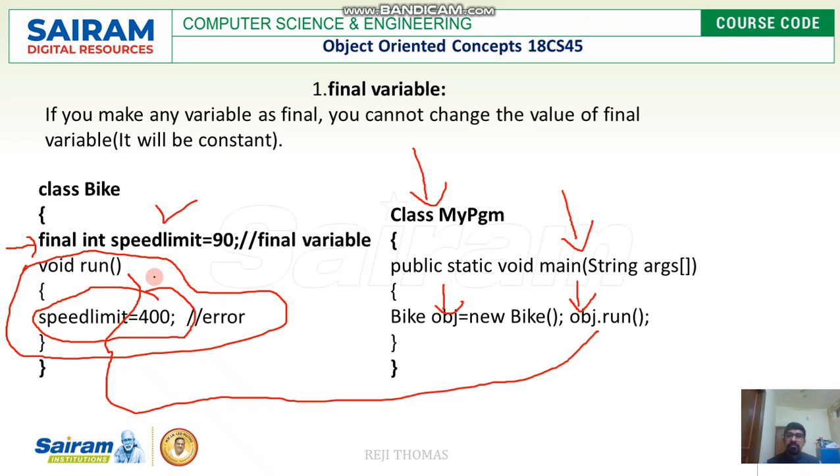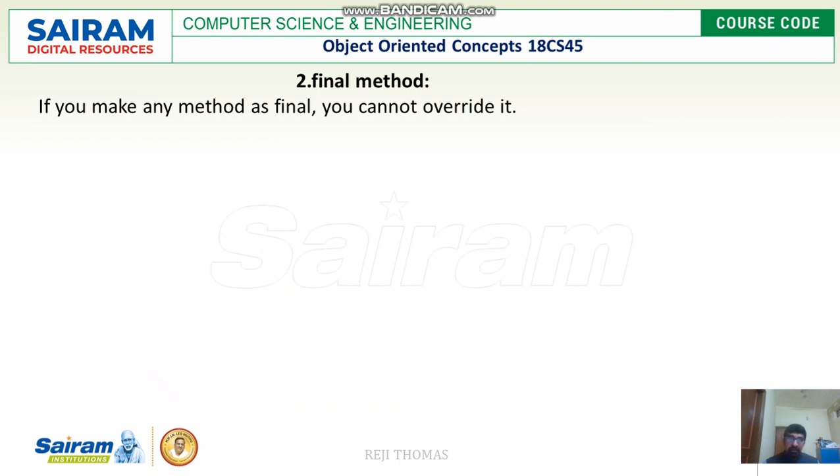So this is going to throw an error. Why? Because I already told very specifically, speed limit we have initialized with a value 90, and we are not supposed to change it. So try to write like this, which is going to give you a compile time error. This is what happens: if you make any variable final, you cannot change the value of the final variable. It is going to be a constant value.